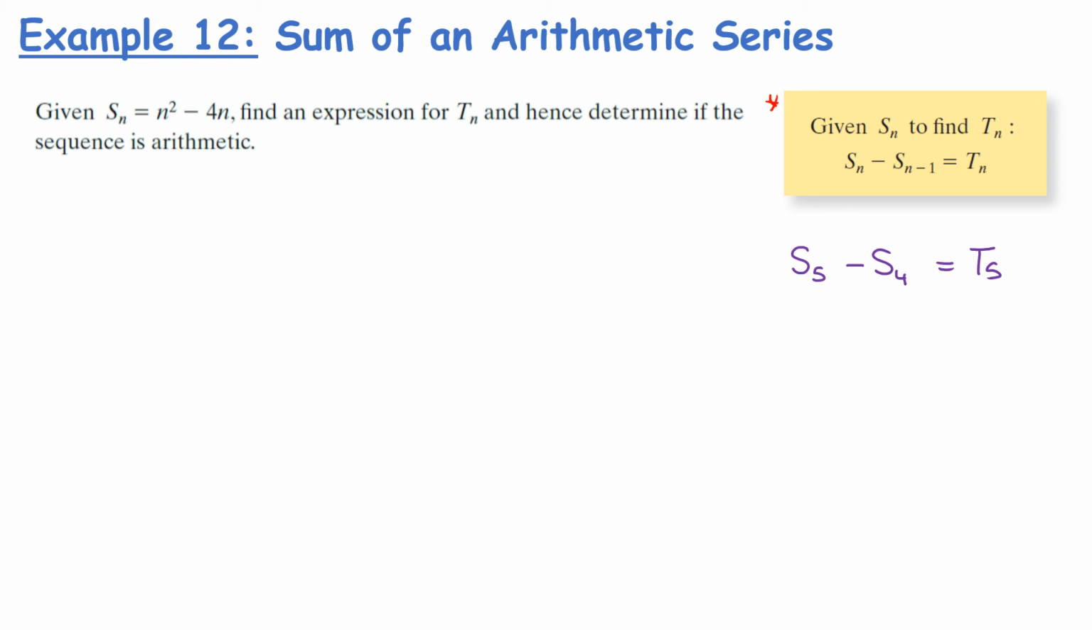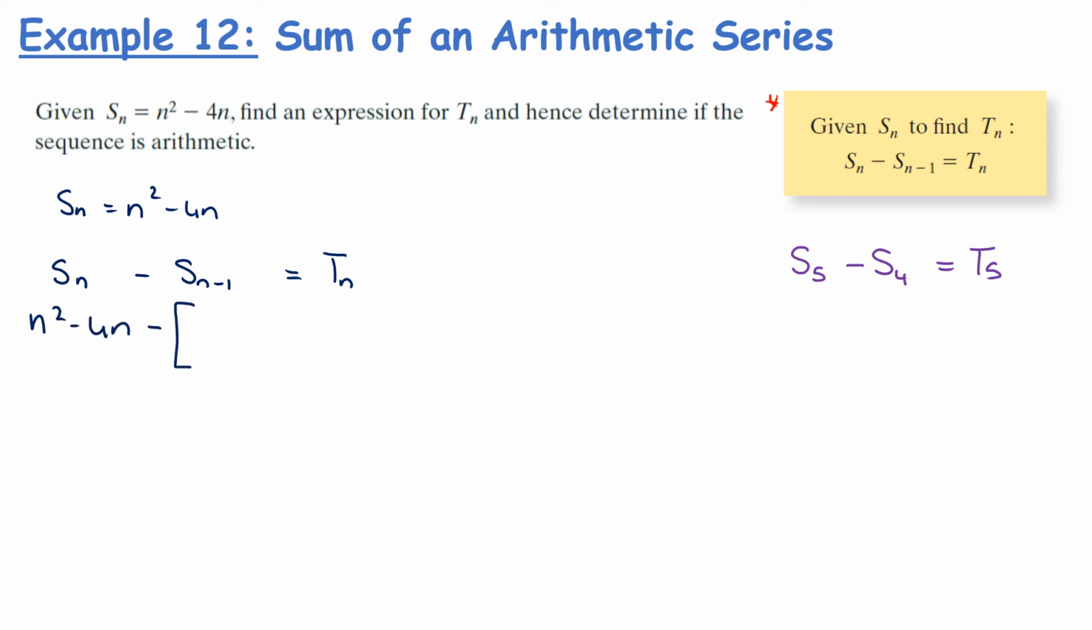So the question is, given that Sn, I'm going to write this down, is equal to n squared minus 4n, find an expression for Tn and hence determine if the sequence is arithmetic. So let's work out Sn minus Sn minus 1 to give us Tn, and then we'll figure out if the sequence is arithmetic. So we have n squared minus 4n minus.